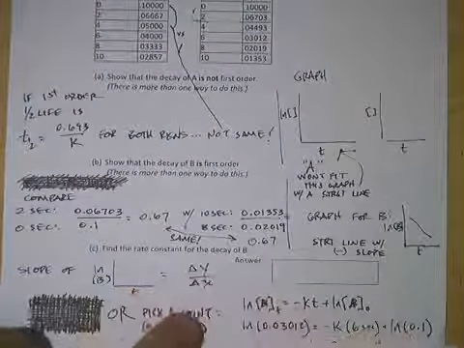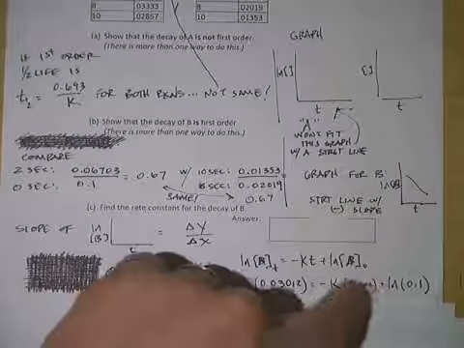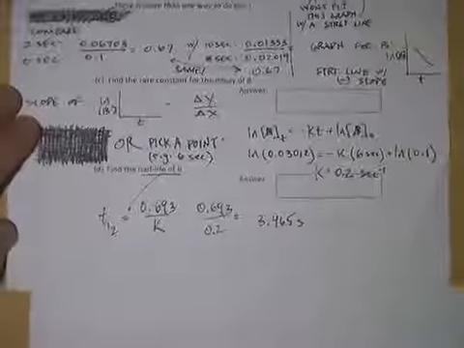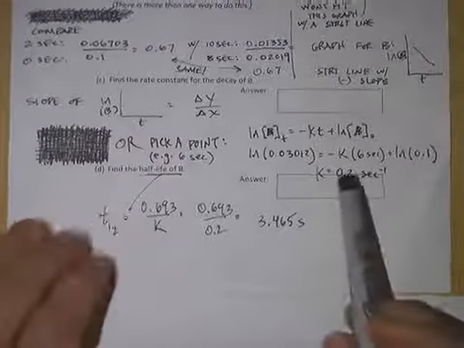You don't have to pick 6 seconds. You could pick a different time. You could pick 10 seconds and put that value in here, and then you'd have to put 10 seconds in there. But use this equation right here.